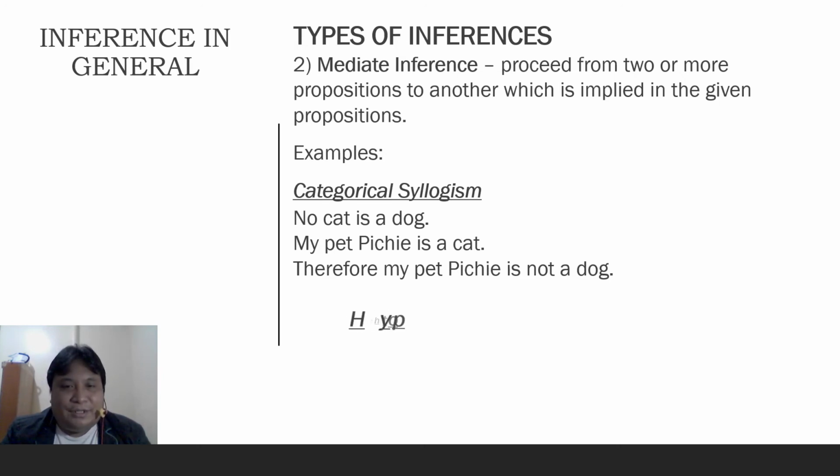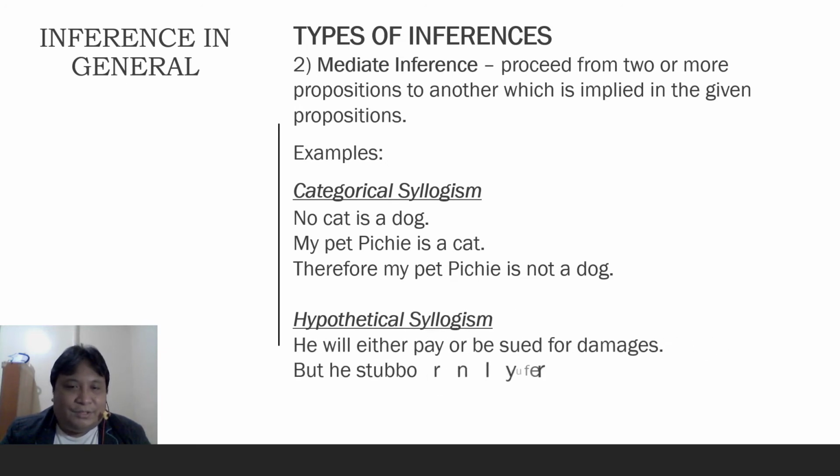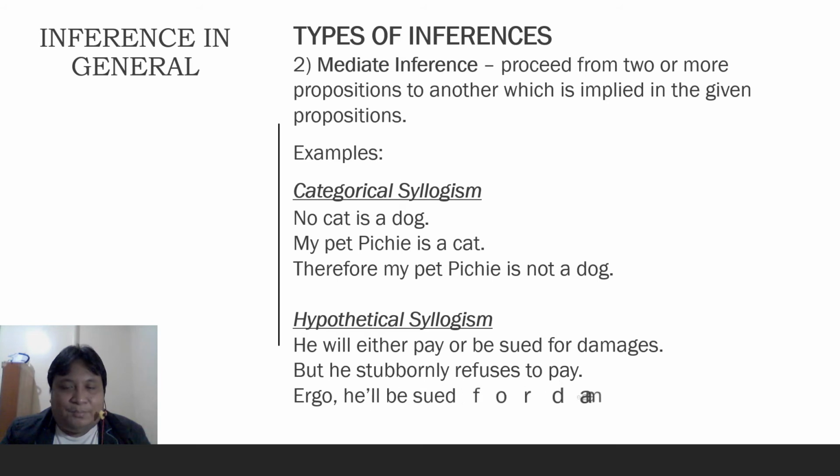Another example here is hypothetical syllogism. For example, he will either pay or be sued for damages, but he stubbornly refuses to pay. Therefore, he will be sued for damages. So that is hypothetical syllogism. So please don't forget about the difference between immediate inference as well as mediate inference.